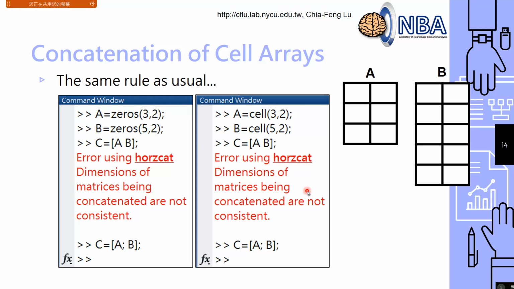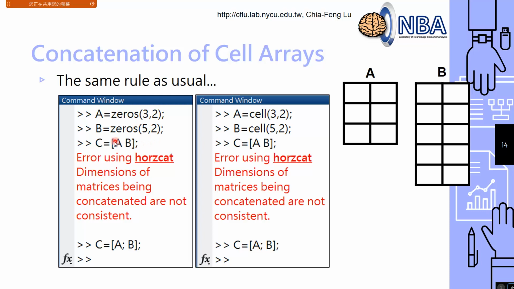Okay, the final thing I'd like to mention: when you try to do the concatenation of the cell array, I think it basically follows the same rule as usual. I mean, as what you did for the usual double array. So you can take a look right here. For the left-hand side, we use the zeros generator. So what do we have for A and B on the left-hand side? There are two different double arrays, right? With the size 3 by 2 and 5 by 2.